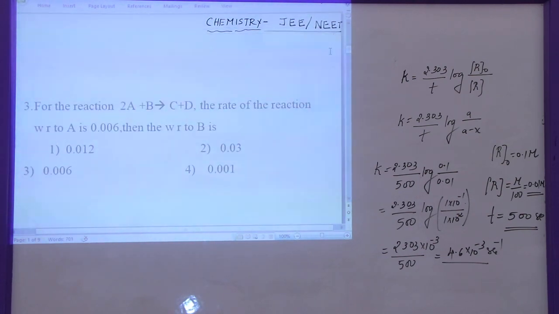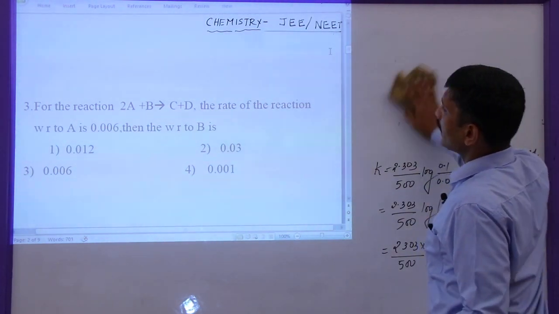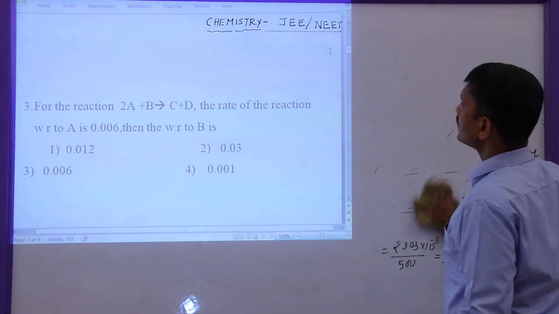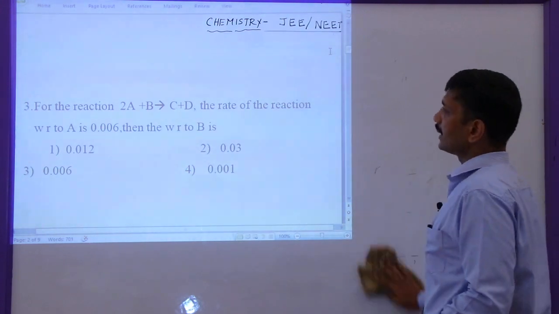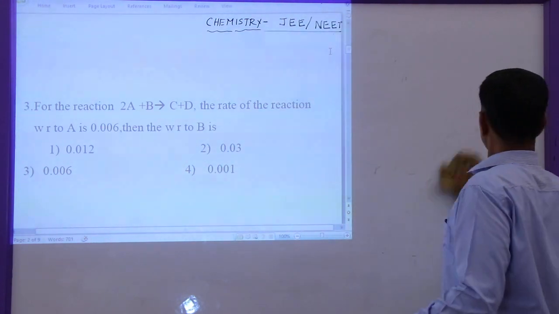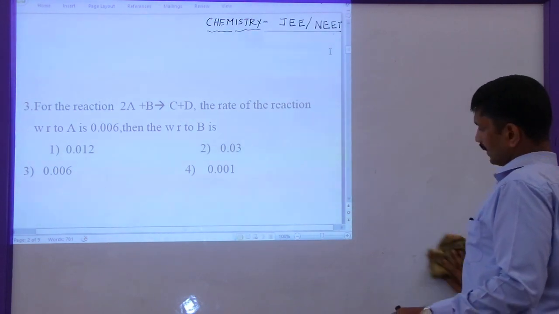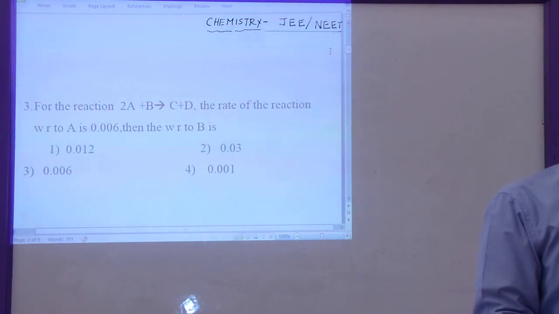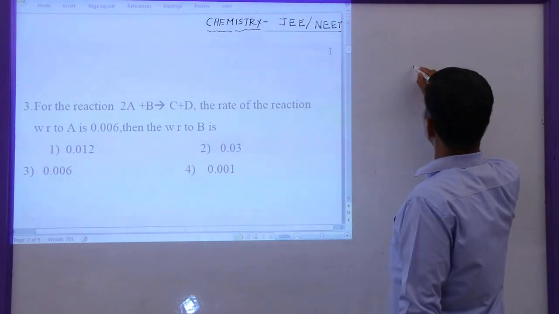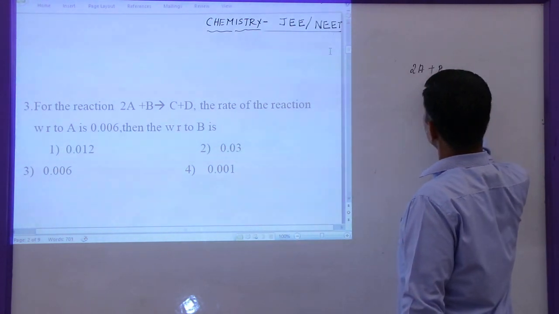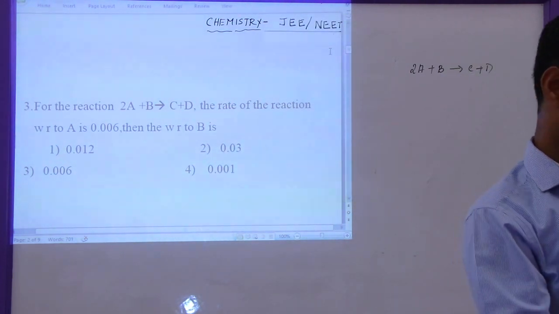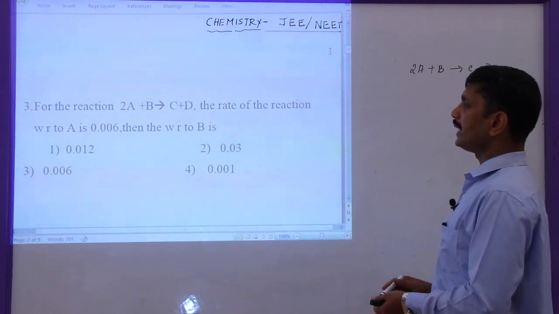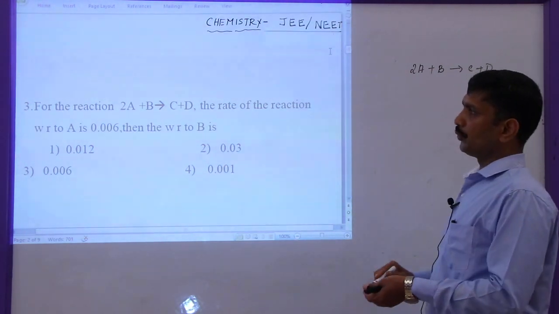Next question. For the reaction 2A plus B gives C plus D, the rate of the reaction with respect to A is 0.006, with respect to B is how much? Here, for the reaction 2A plus B gives C plus D, the rate of the reaction with respect to A is given, and we want to find B.